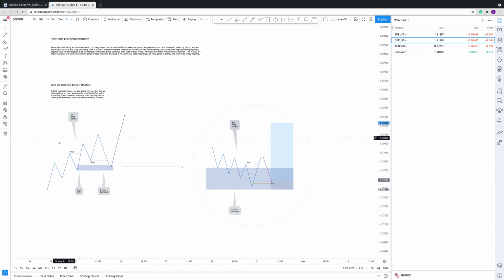So this is going to be our hourly time frame. You can see we're putting in higher highs, higher lows, all the way up. Now, this move down broke the higher low. So we've got a break in structure.